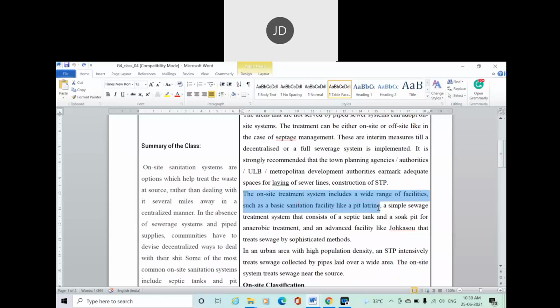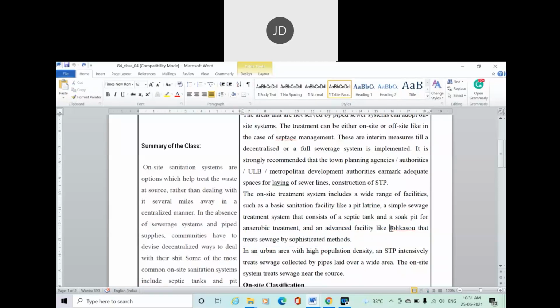An on-site sanitation system includes a wide range of facilities, such as basic sanitation facilities like a pit latrine, and a simple sewage treatment system that consists of a septic tank and soak pit. For anaerobic treatment, I already told you that in a septic tank, anaerobic decomposition occurs. Okay, and it can also adopt advanced facilities like Jokaso that treat sewage by sophisticated methods.